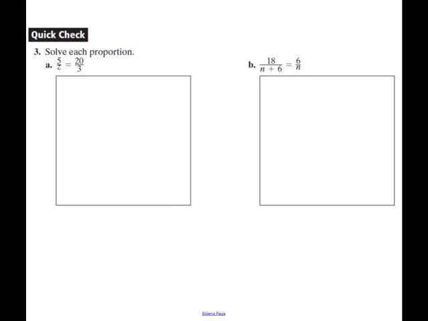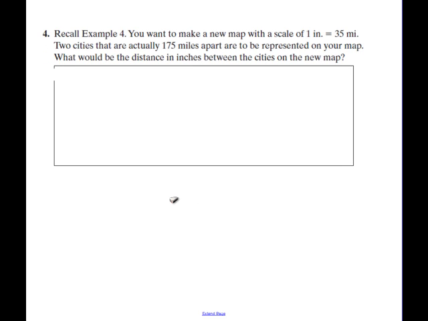And we've got the last couple quick check problems. Again, I'll let you do those on your own. The first 2 are fairly straightforward. Basic cross multiplication and then solve. The last one is going to be a little bit challenging, but really it's just example 4. They're just giving you new data. We're going to have 1 inch is 35 miles instead of 1 inch being 50 miles.